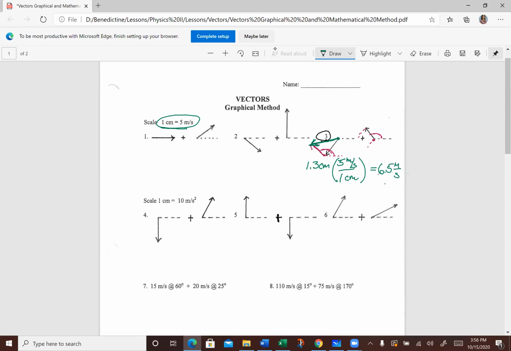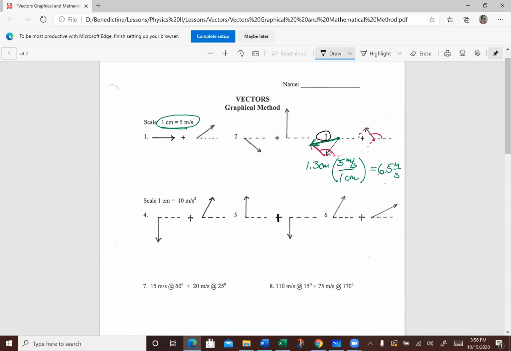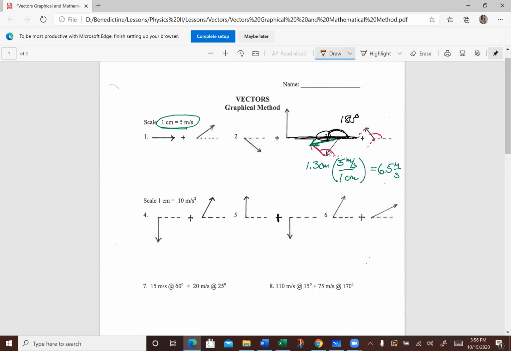So I recognize here's the tail. I choose a different color here. Here's my tail, horizontal line. I have to go all the way around until I hit my vector. Well, the issue is my protractor doesn't measure that big of an angle. It only goes 180. So I need to recognize I already go 180 degrees, but now I need to measure this little angle that is right here.